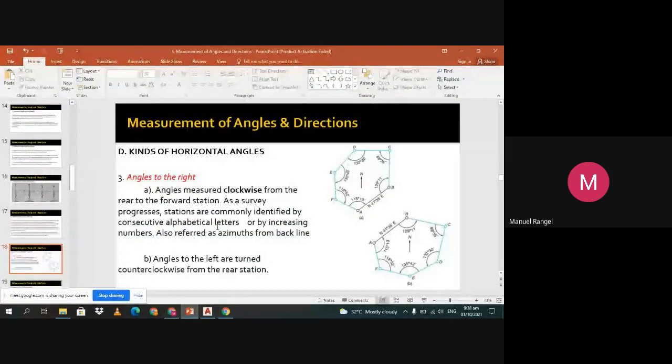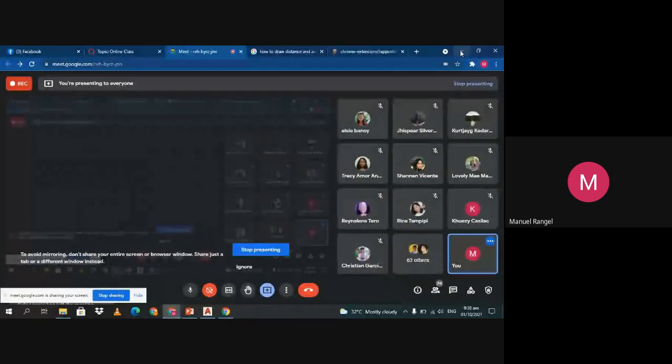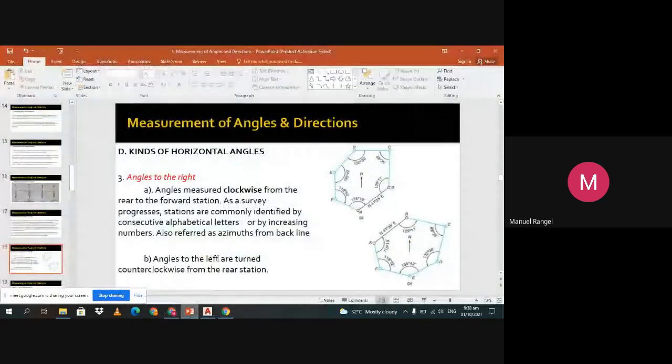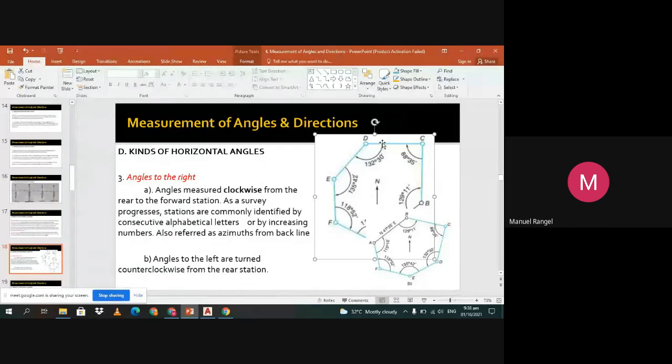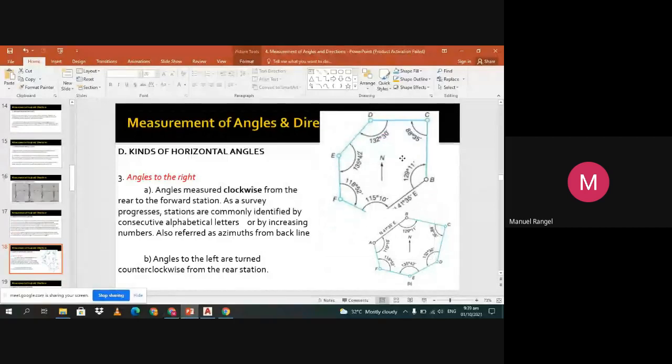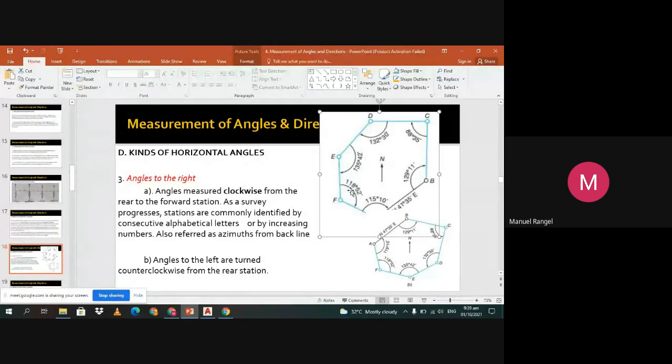Okay. Another kind of horizontal angles, we have angles to the right. Angles to the right are angles measured clockwise from the rear to the forward station. So the measurement is clockwise for angles to the right. So it is from this point going to the right. These are called angles to the right. The direction is always clockwise, no?